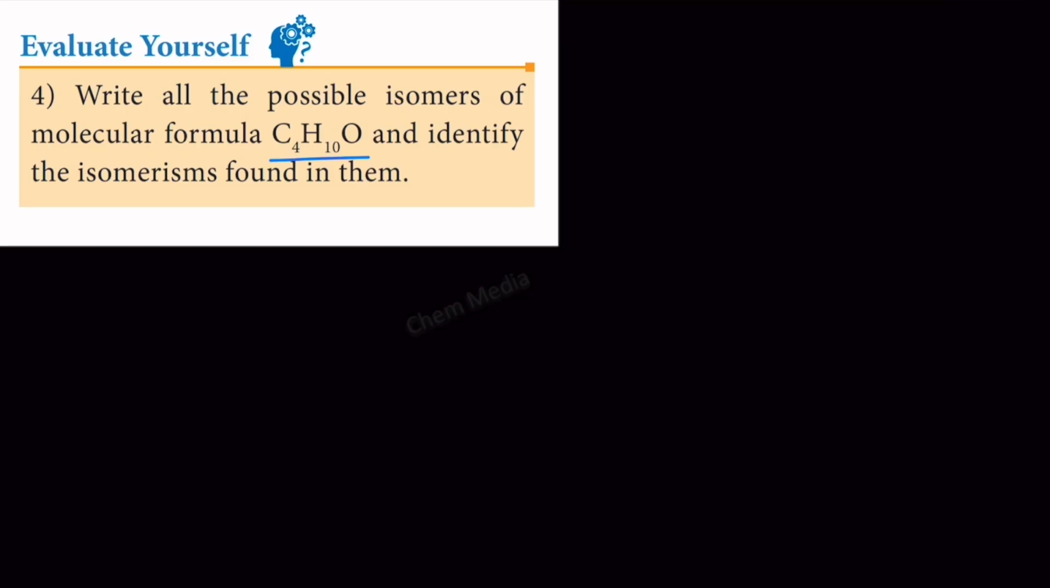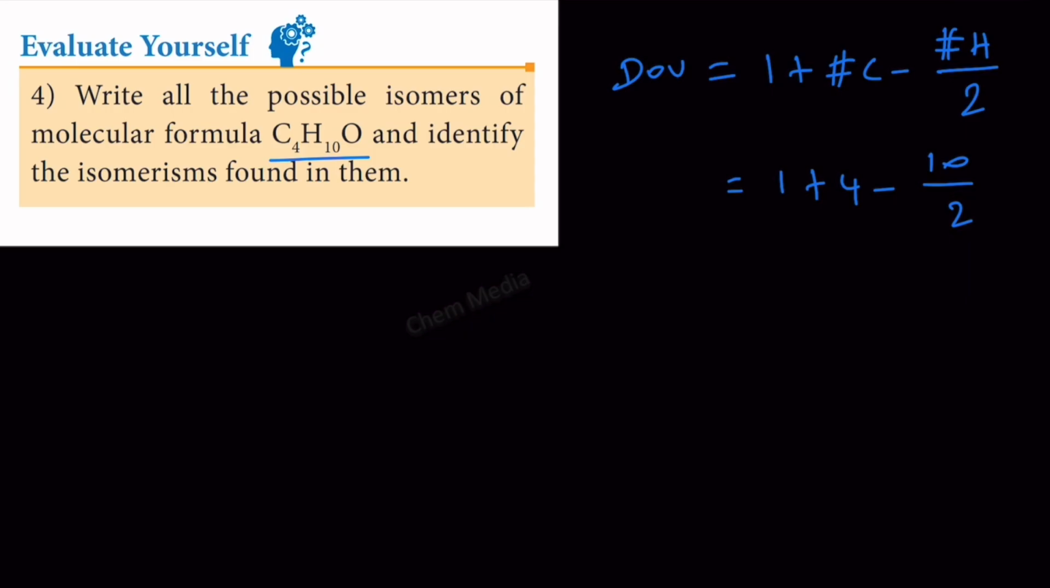Let us first determine the degree of unsaturation for this elemental composition. Degree of unsaturation is equal to 1 plus number of carbon atoms minus number of hydrogen atoms by 2. Oxygen atom doesn't participate in the degree of unsaturation calculation and therefore we can omit it. Therefore, this is equal to 1 plus 4 minus 10 by 2. So, this is 5 minus 5 and that is equal to 0.